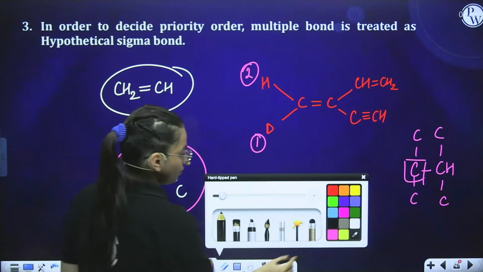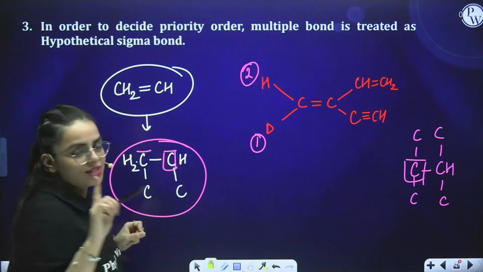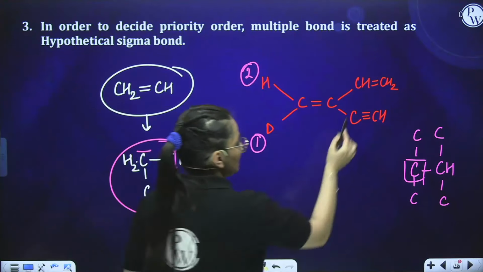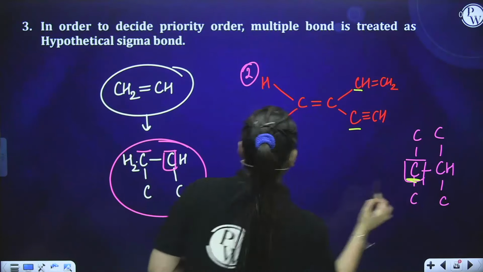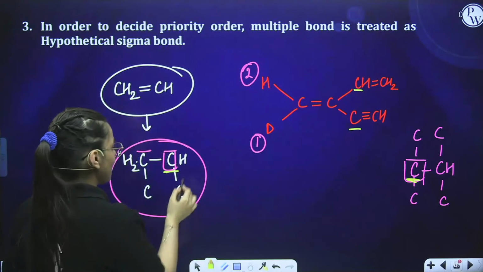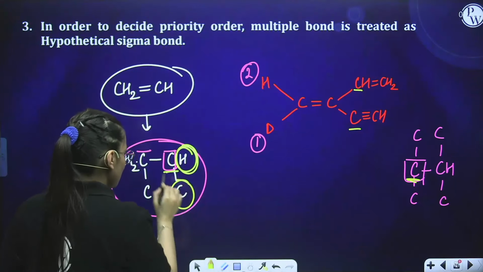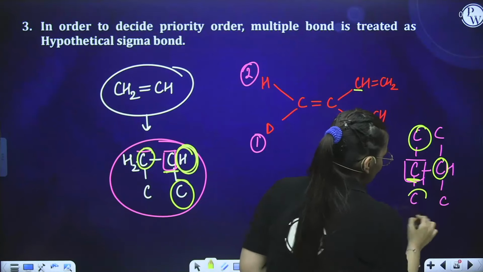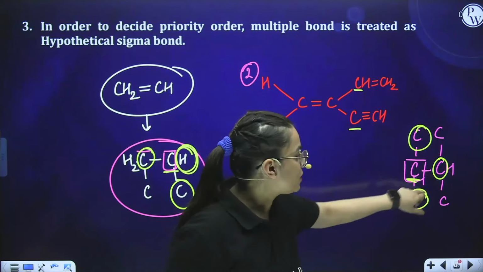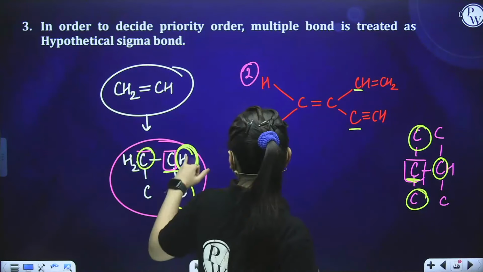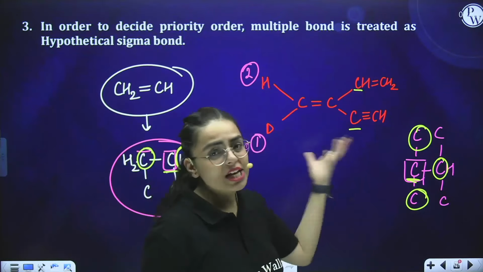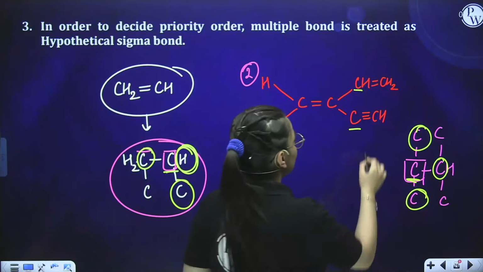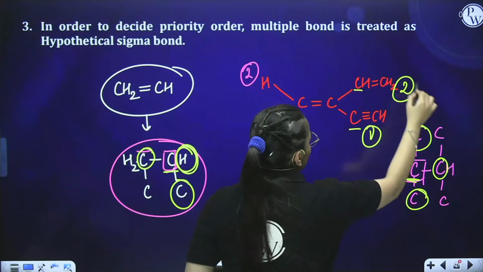Now what we need to do is check the first atom. In both cases, the first atom is carbon, this carbon and this carbon. Check the second atom. The second atom here is hydrogen, carbon and carbon, and in this case it is carbon, carbon and carbon. It is further attached to carbon, carbon, carbon. It is secondly attached to hydrogen, carbon, carbon. So which has more atomic number? Obviously this. So it will be referred to as number 1. It will be referred to as number 2.